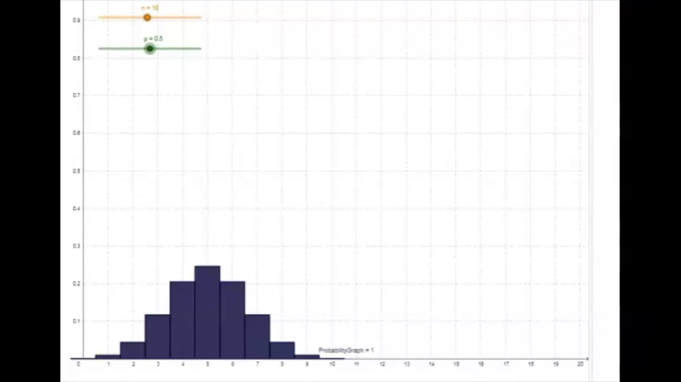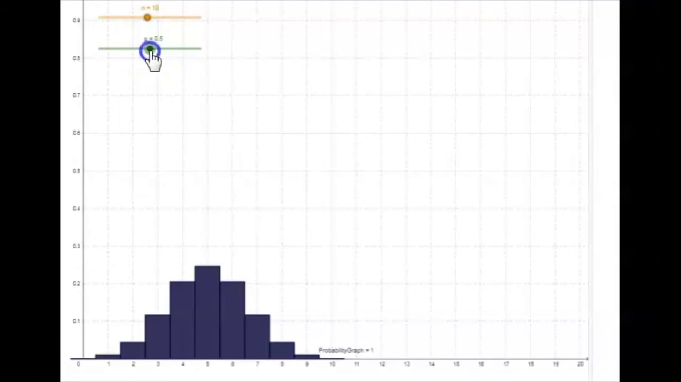Let's just look a little bit more at the binomial first using GeoGebra. Here we have the binomial distribution with n is 10 and p is 0.5. The mean of that binomial distribution is np, which is 10 times 0.5, which is 5. Notice the binomial distribution is a symmetrical distribution centered at 5.